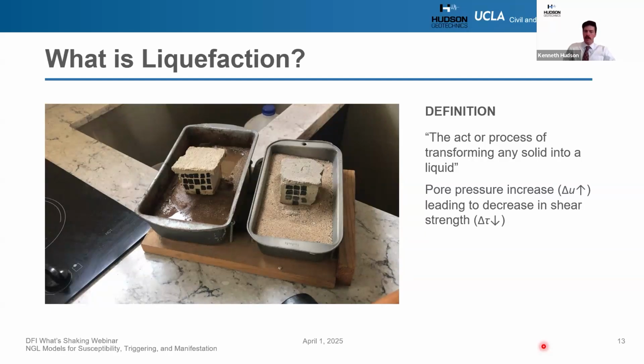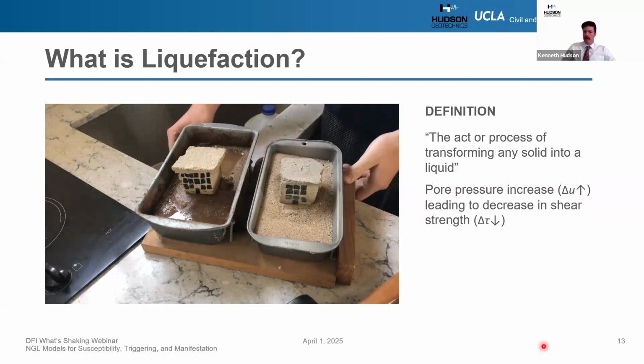And this occurs in soil when we have, in the pore space of a granular material, it's fully saturated, it's full of fluid, and then during shearing, we see a pore pressure increase that leads to a decrease in the shear strength.